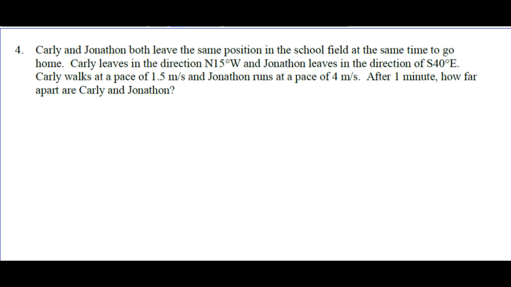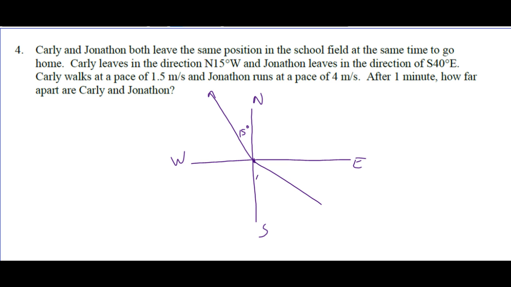There's a lot going on here, right? They're in different directions. We don't know what the angle between them is, and then we've got to figure out how far they went in 1 minute. Okay, but it's doable. So here's the spot in the field. Let's lay down the north, south, east, west, right? So Carly leaves in a direction of north 15 degrees west. And Jonathan leaves in a direction of south 40 degrees towards the east.